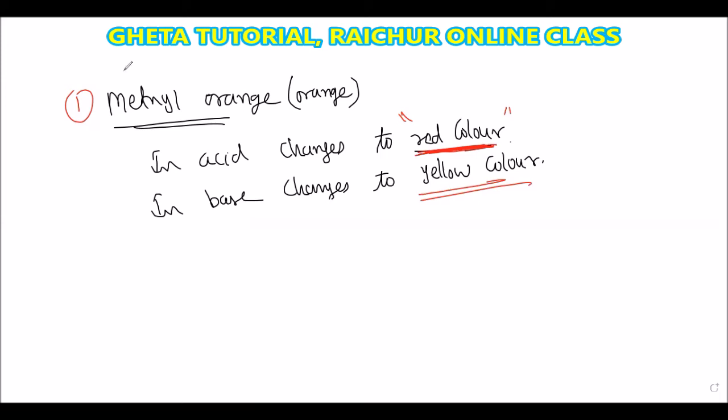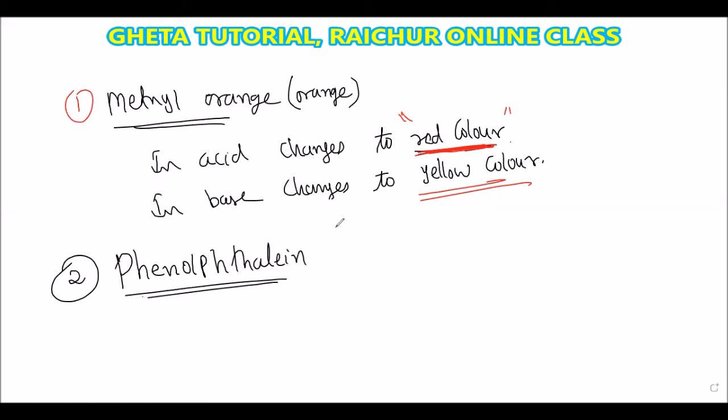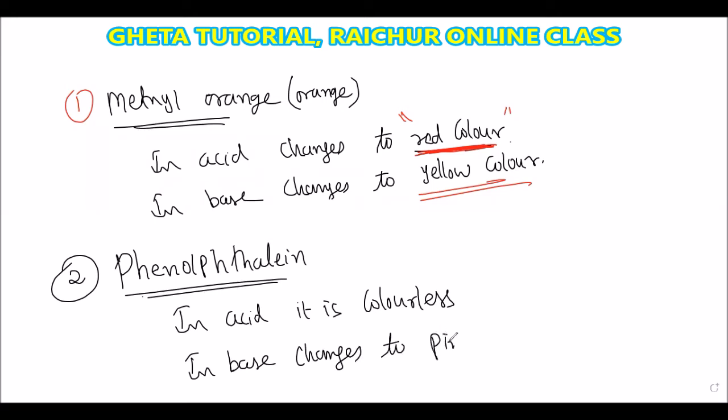And one of the very famous and very important synthetic indicators is phenolphthalein. Phenolphthalein is colorless in acid. In acid, phenolphthalein will be colorless. What about the base? In base, it changes to pink. This is very important.